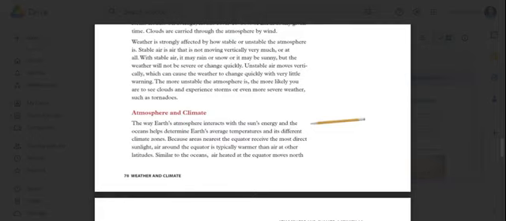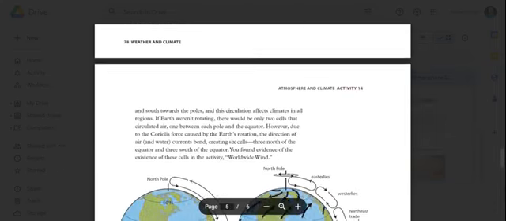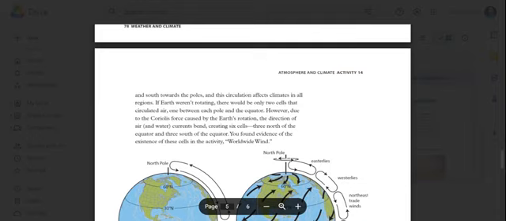Atmosphere and climate. The way Earth's atmosphere interacts with the sun's energy and the oceans helps determine Earth's average temperatures and its different climate zones. Because areas nearest the equator receive the most direct sunlight, air around the equator is typically warmer than air at other latitudes. Similar to the oceans, air heated at the equator moves north and south towards the poles, and this circulation affects climates in all regions.